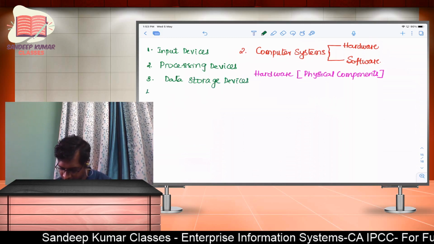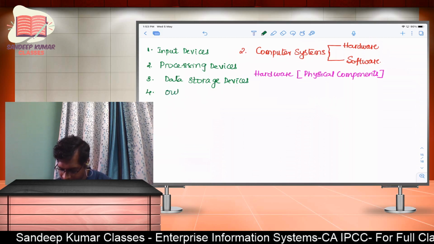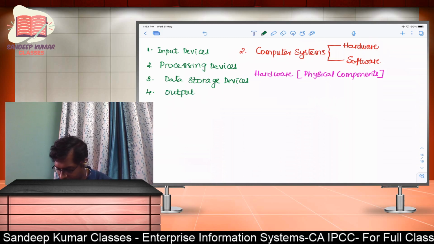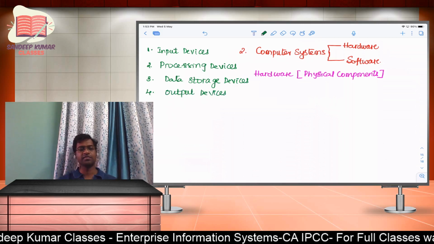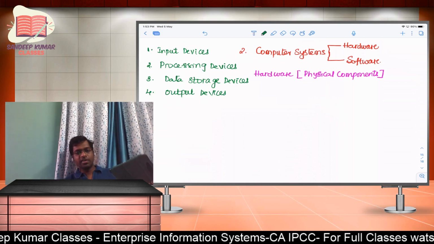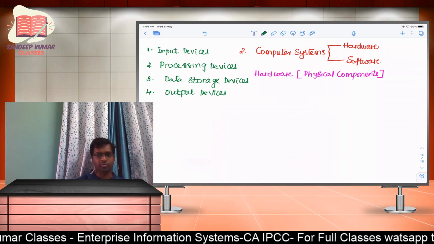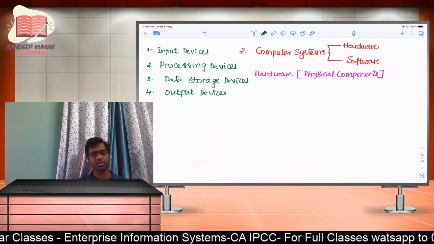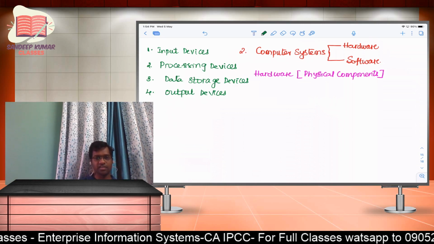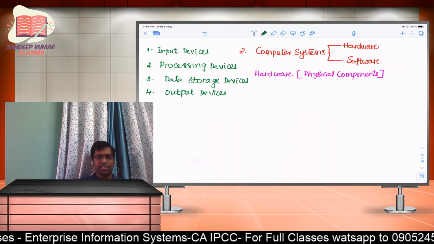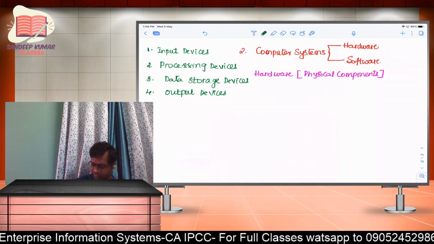Data storage devices. Fourth one, we'll study about output devices. So these are the four hardware devices we'll study. What are the four hardware devices we'll study? We'll study input devices, processing devices, data storage devices, and also output devices. So these are the four devices which we study. Let us start with the first one, input devices.